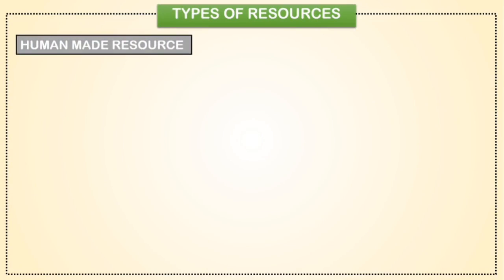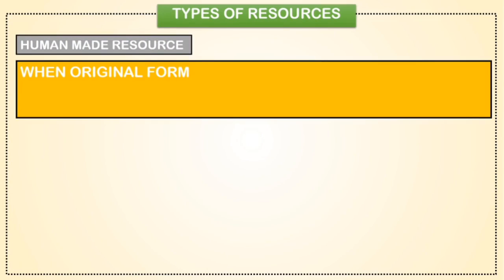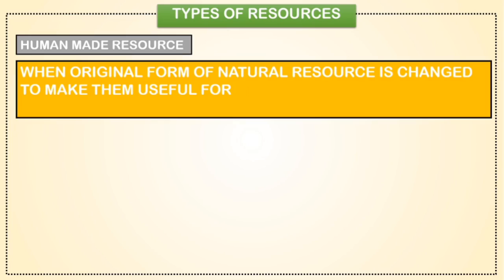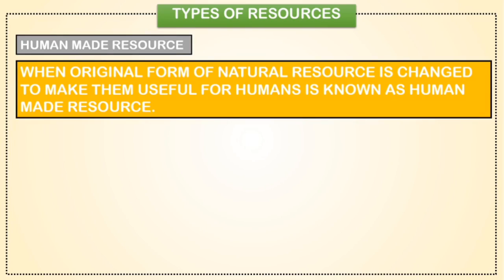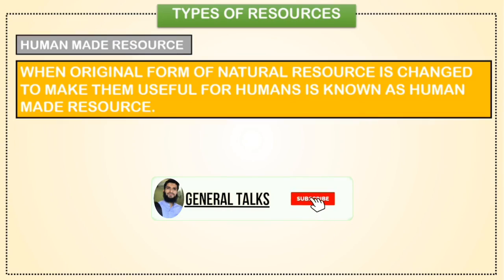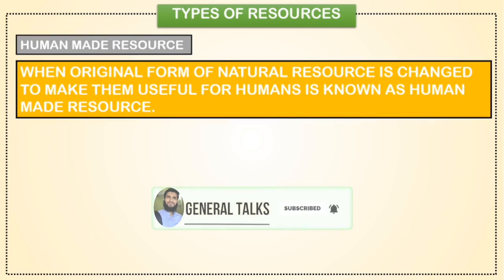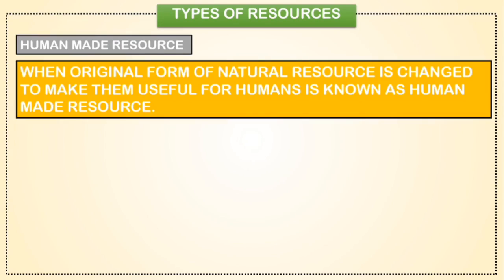So what is a human-made resource? When the original form of a natural resource is changed to make it useful for humans, it is known as a human-made resource. It means the natural resource is transformed and used by humans, made useful for human beings. This transformation of natural resources is known as a human-made resource. Clear?